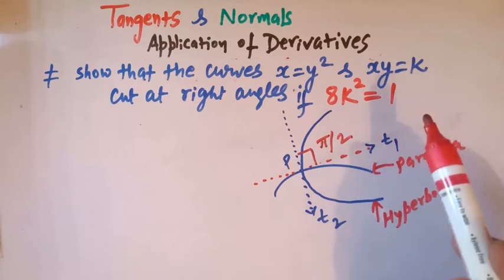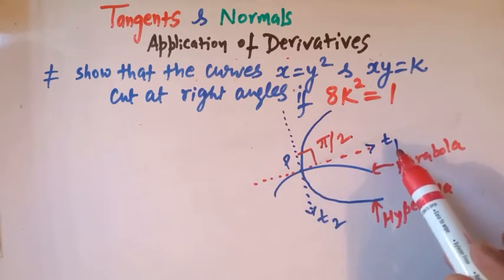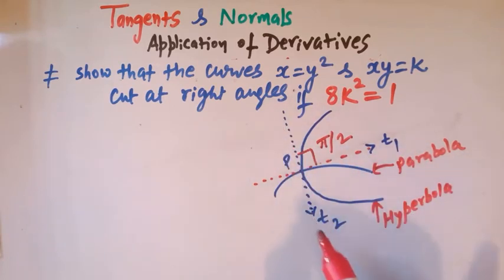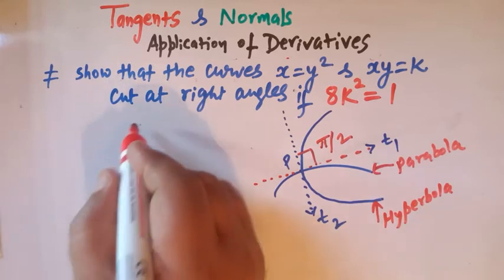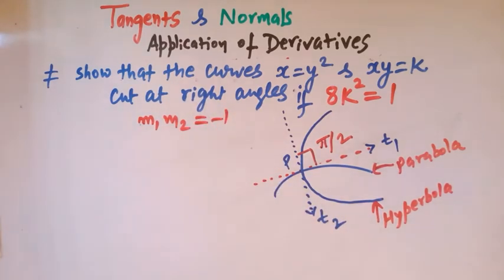So what we will have to do, we'll first find the slope of this tangent T1, then we'll find the slope of tangent T2, and if the tangents are at right angles, then the product of their slopes must give minus 1. Clear? So here we will apply this condition. Clear? So let us find m1 and m2.